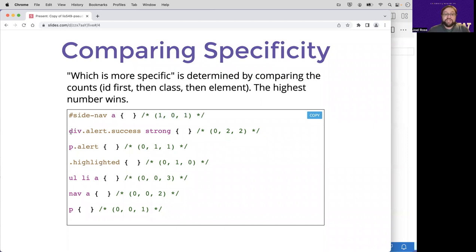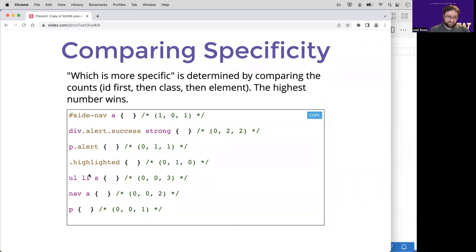The next one we had on our list was our div that had a class live alert success strong. This had 2 classes and 2 elements. So let's see. It has 0 IDs, 2 classes, 2 elements. So we put them in that order, right? IDs, classes, elements, and that gives us a specificity of 22. P.alert has 1 class, 1 element, so it's got specificity of 11. Dot highlighted just has the 1 class, so it has specificity of 10, right?